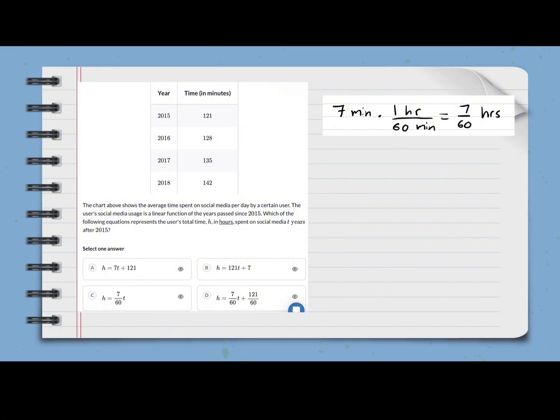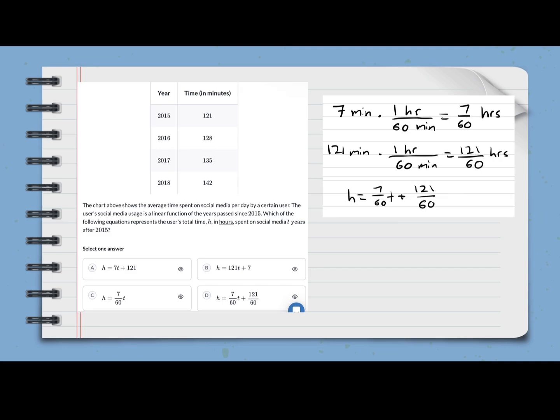That is the increase in minutes over each year. And then for B, because we start at year 2015, that will be our base point. So we also have to convert that to hours, where you just put it over 60. And then you just plug it into the equation.